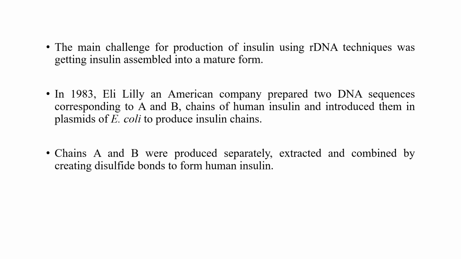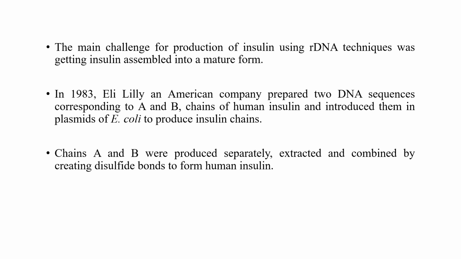Okay, so initially the pancreas of slaughtered cattle was used for the isolation of insulin, but some patients showed allergic reactions. Research was going on continuously, but the main challenge in front of the scientific community was that insulin contains two types of chain, B chain and A chain. How to assemble these two chains into a mature form was the main challenge.